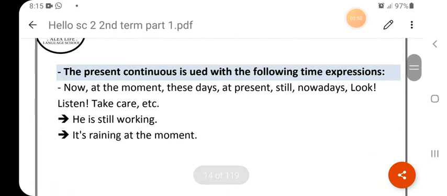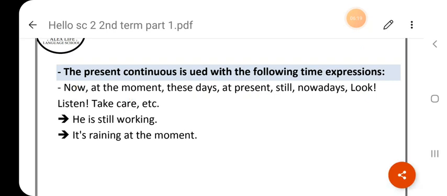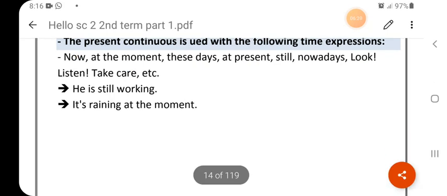Now let's do a revision on the keywords or expressions that we can use for the present continuous. What are the famous keywords? Yes: now, at the moment, these days, nowadays, at present, still, look, listen, take care, and so on. So when we see such keywords or expressions, of course we use the present continuous: am/is/are plus ing. Got it? Okay.